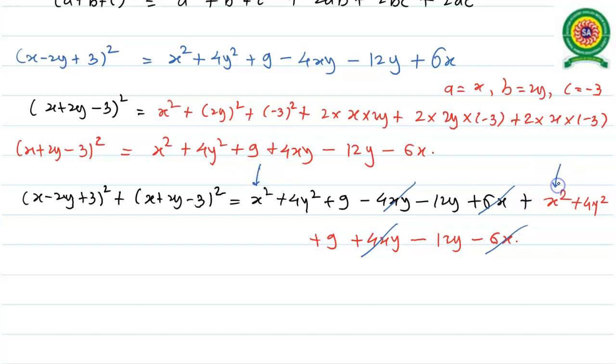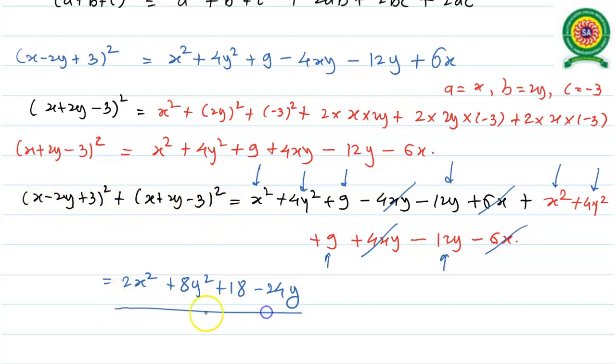x square plus x square, we are getting 2 times x square. 4y square plus 4y square, we are getting 8y square. Then 9 plus 9, we have 18. Then minus 12y minus 12y, minus 12 minus 12 becomes minus of 24y as it is. So this is the simplification for x minus 2y plus 3 the whole square plus x plus 2y minus 3 the whole square. Our answer is of the form 2x square plus 8y square plus 18 minus of 24y.